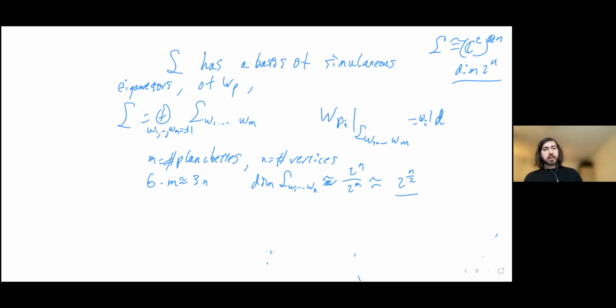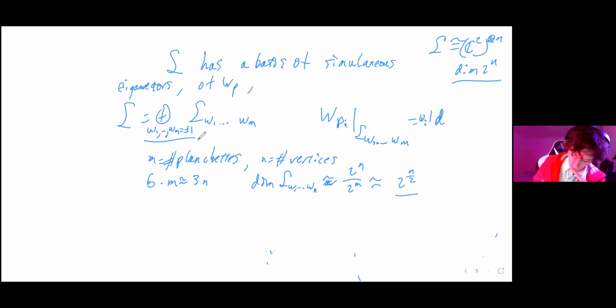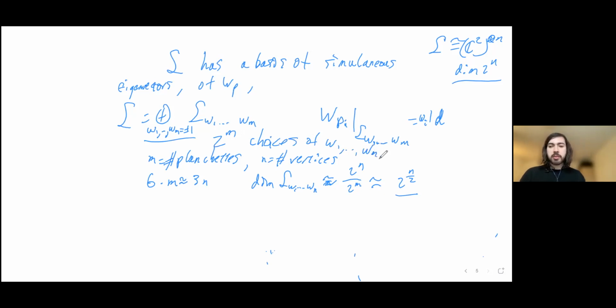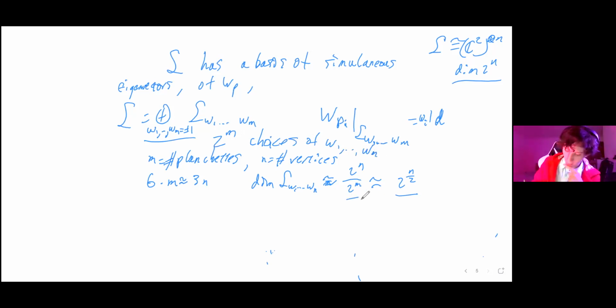Wait, no, but we're in a simultaneous eigenstate of all of the plaquette operators. Oh wait, hang on. Yeah, there's one of these for each. There's 2 to the m choices of W_1 to W_m, so that's what this denominator is here. And then there's 2 to the n vectors. Oh man, I even wrote that on the same page.